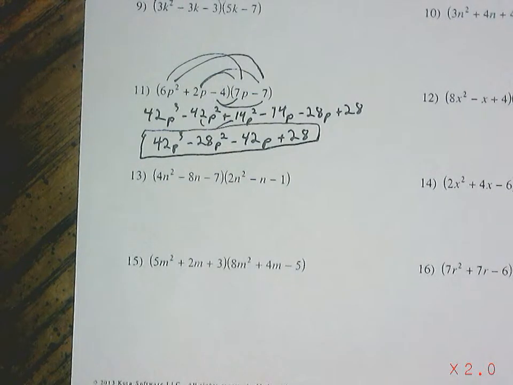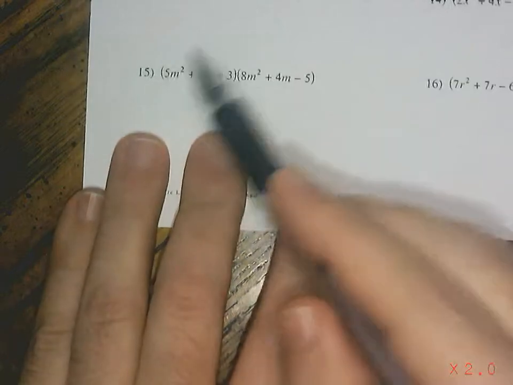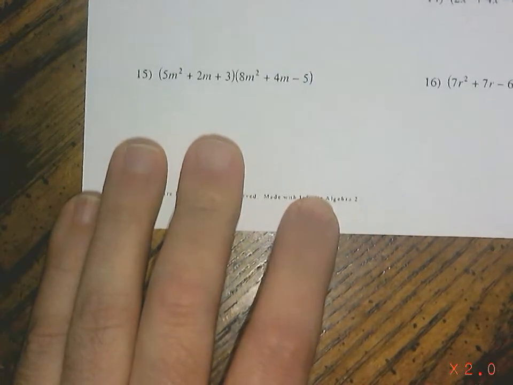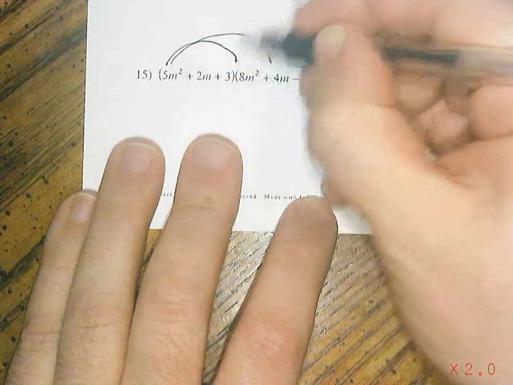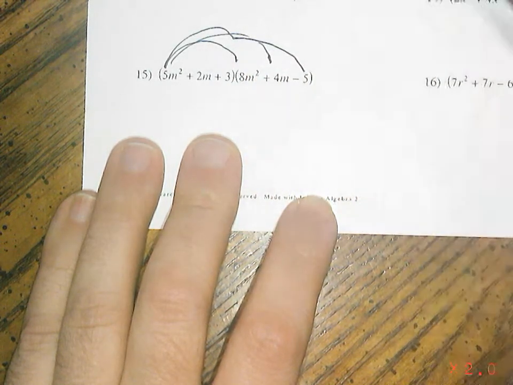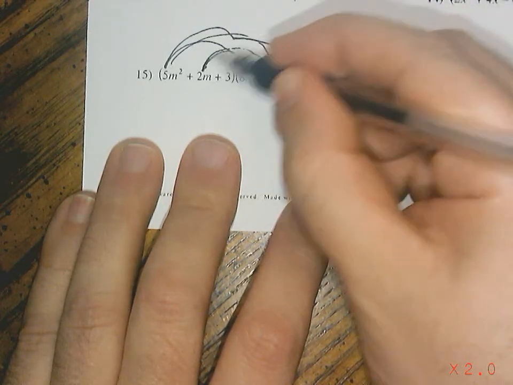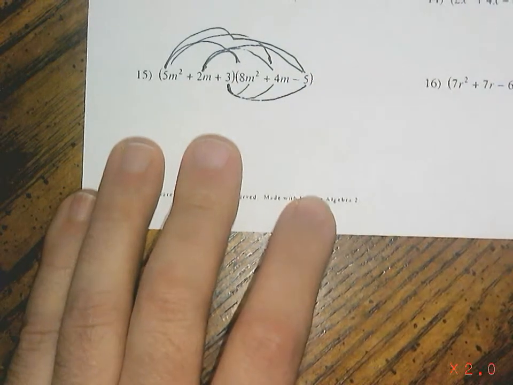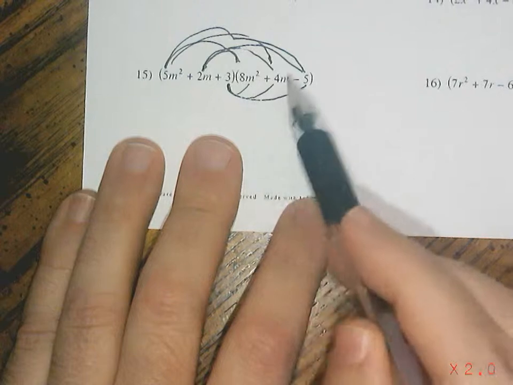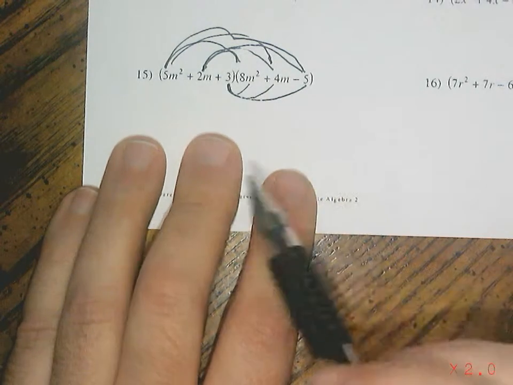So let's do one more. Let's do a trinomial and a trinomial. So let's do this one right here, 15. So again, each term has to multiply, whoops. Oh man, I'm terrible at drawing these rainbows. It's alright. You guys do better than me. And then, okay, so we're gonna get 3 terms from each of these multiplying. So this will be fun.